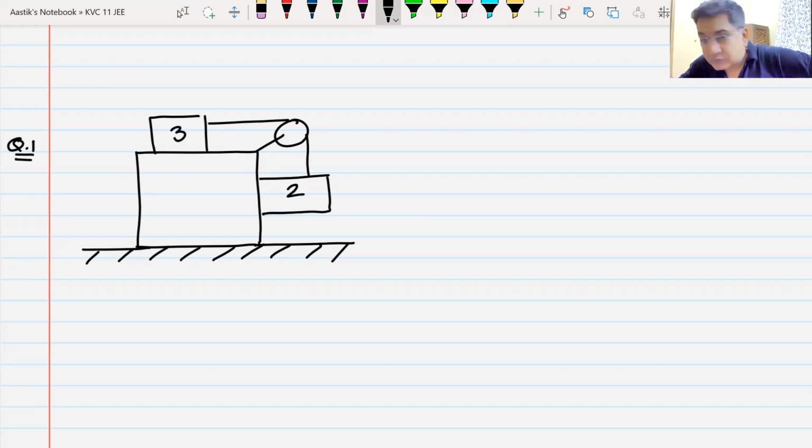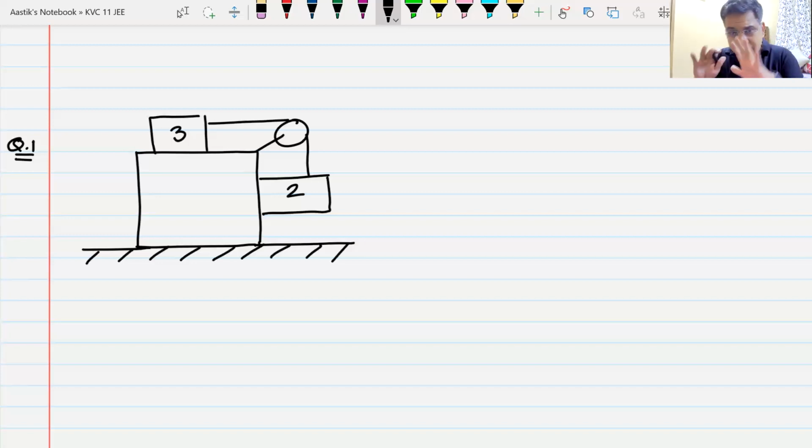It will move, sir. Yes? The 2 kg block will come down and the 3 kg block will move forward. Yes or no? Now, we understand this? The 2 kg block will move downward and the 3 kg block will move forward. We understand this? Yes or no?